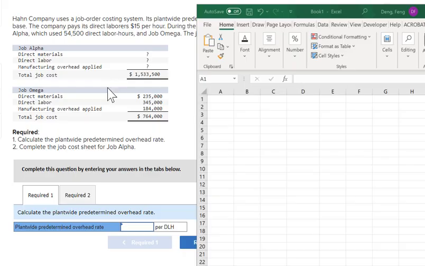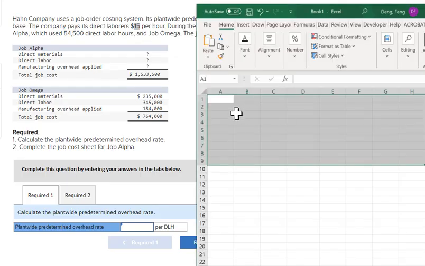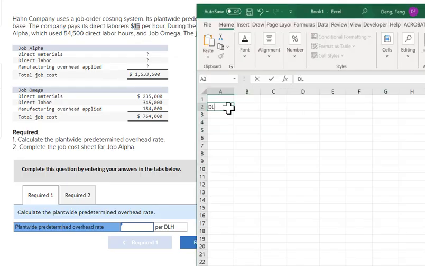We know that the labor cost for Omega is $3.45, right? And how much do we pay on an hourly basis? We'll pay $15. So in that case, we know the direct labor hours used equal this $3.45 divided by 15, which is like 23,000. All right, so that's how many labor hours we used.